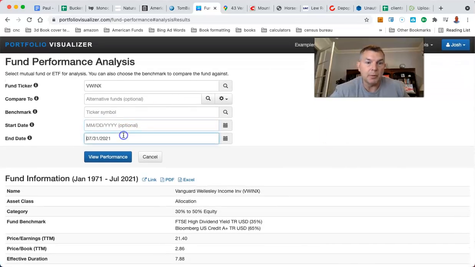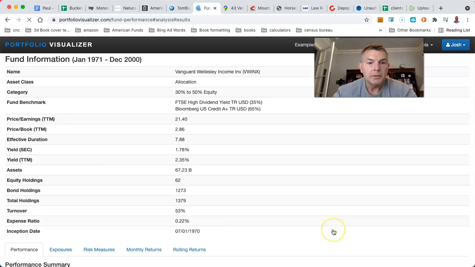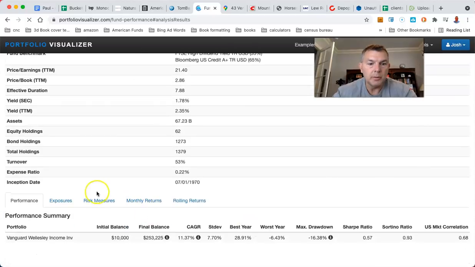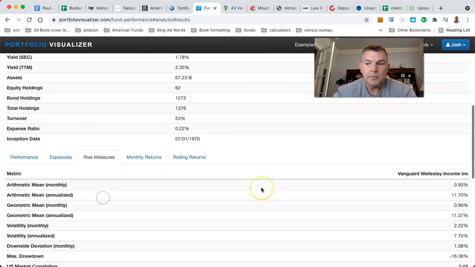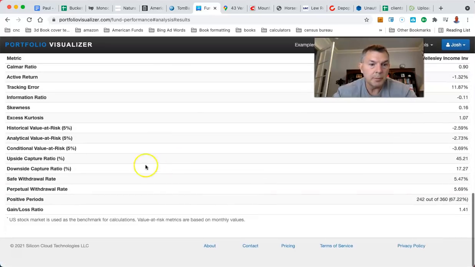But if we go to a perpetual and a safe withdrawal rate from those first 30 years, I bet it's going to look good, man. 01, 01, 1971 would be our, oops, we want that as our beginning date. Boink, boink, boink, and boink. And we're going to go to 12, 31, 2000. All right. And we're going to go to historic risk measures, boink. And we're going to go down here, perpetual at 5.47 and 5.69. So it's a pretty big difference there.